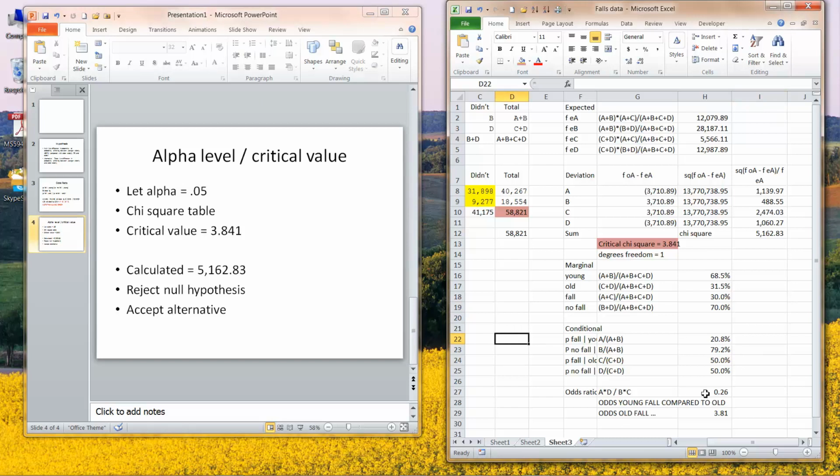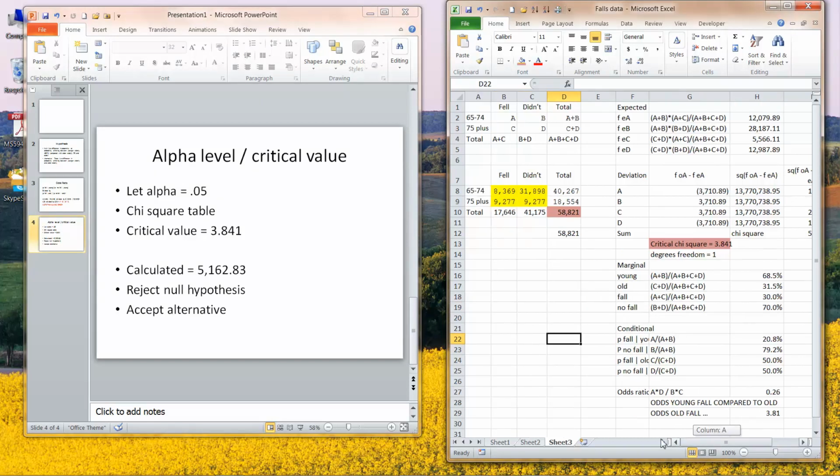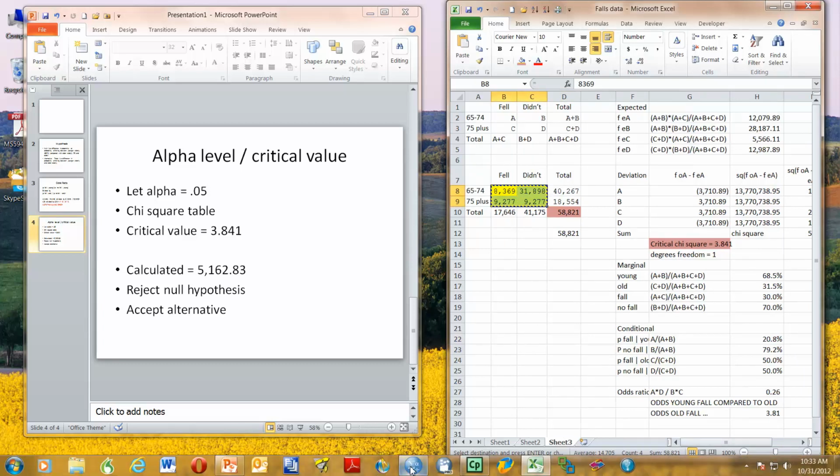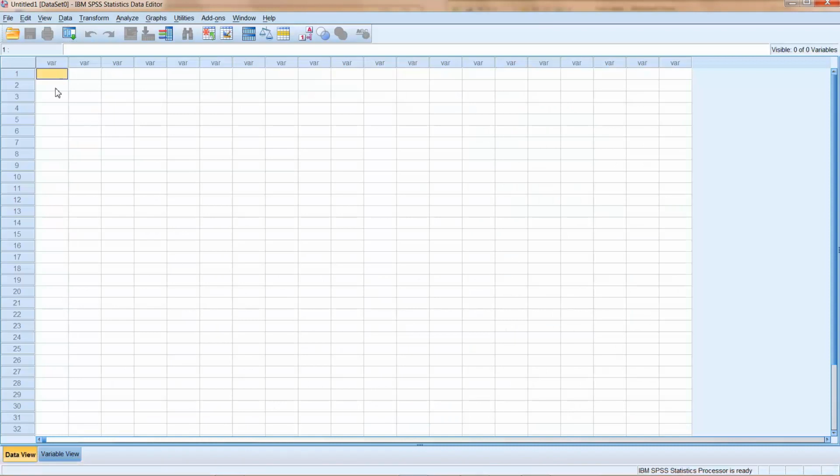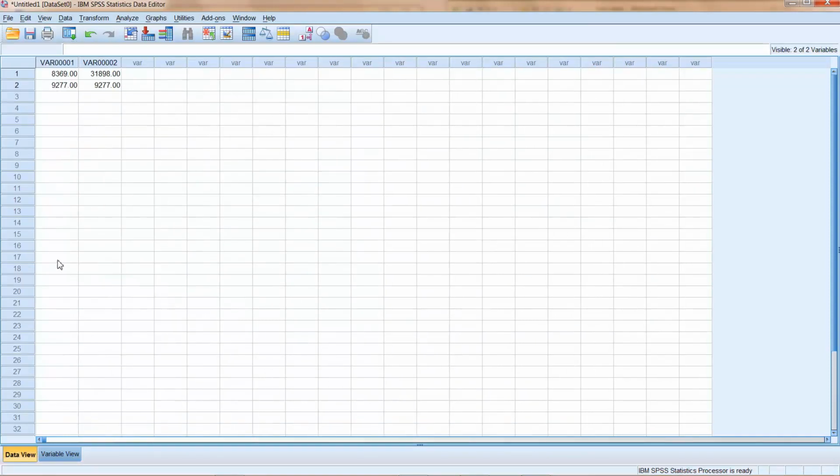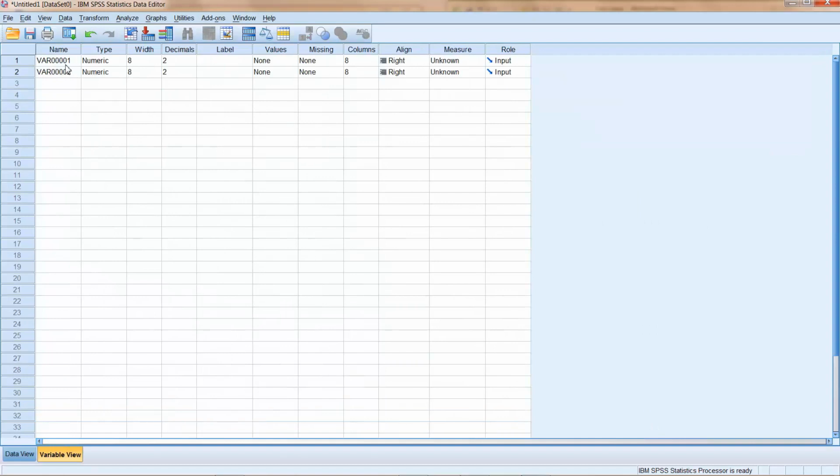Not all that complicated, although complicated enough you probably don't want to do it yourself. So what? Let's do this in SPSS once and see what we find. So we'll put our values in here. Variable 1 is fell. Variable 2 is didn't fall.